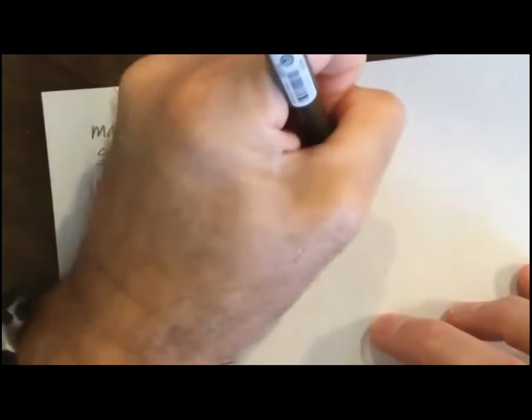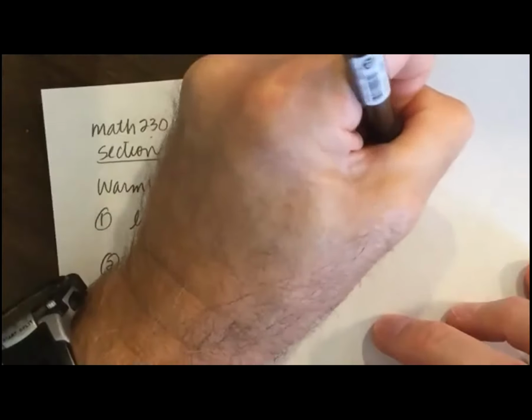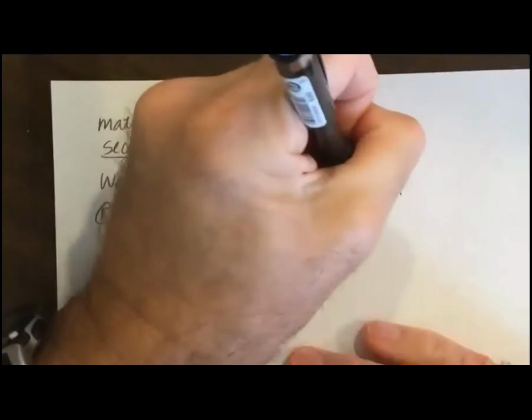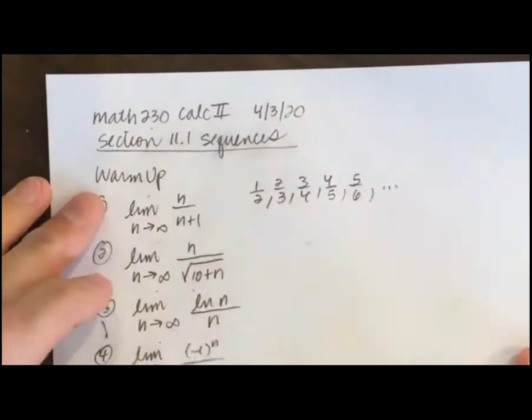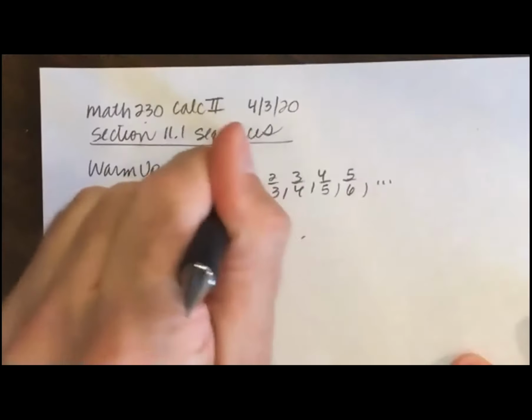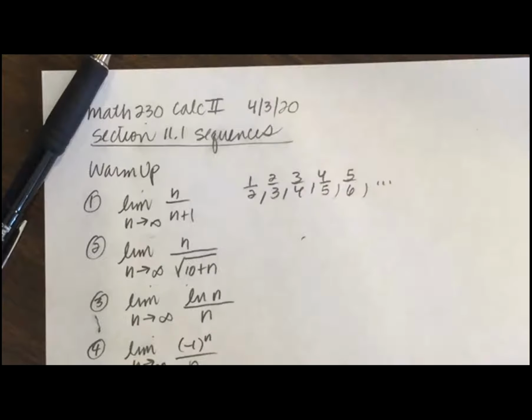So the question is, where's this going? 5, 6, ... right? Sometimes it's nice to look at the terms, and the terms will help you to figure out what it's getting closer to. So you might look at that and say, wow, the top is always going to be a little bit smaller than the bottom. The bottom's going to be bigger than the top, so this is always going to be less than 1.